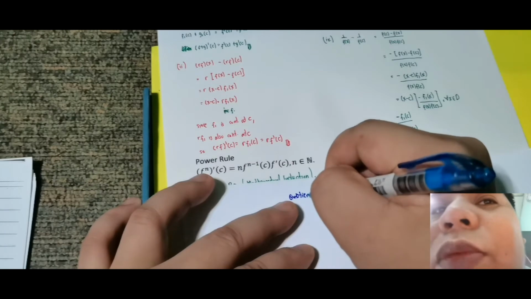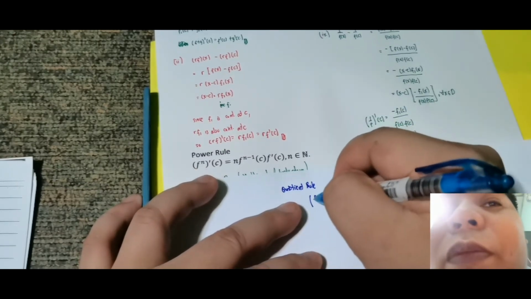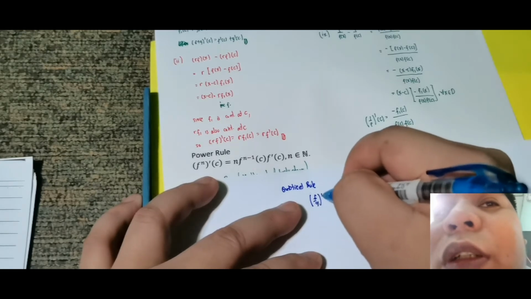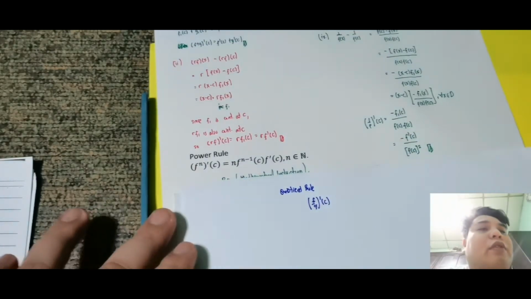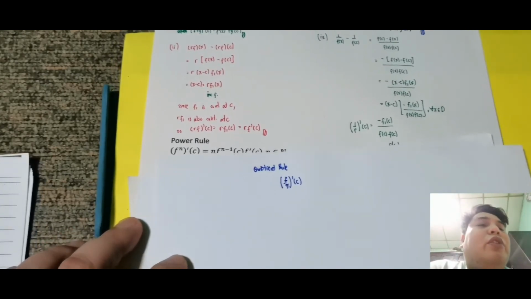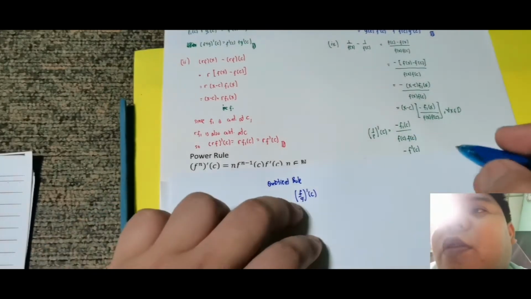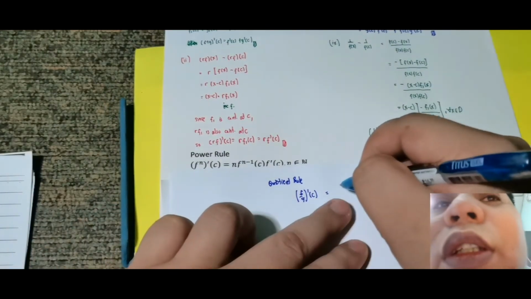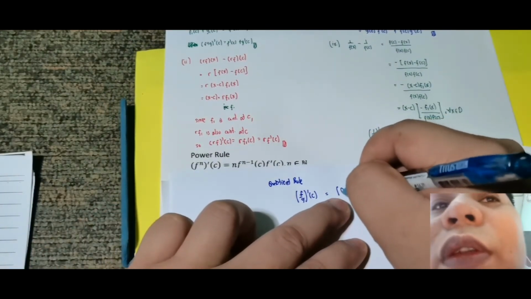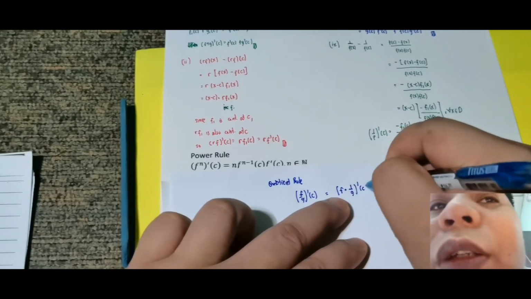Pati spelling, nakalimutan ko na. This is quotient rule. So quotient rule is f over g prime of c. Okay, so kailangan natin makuha yung derivative niyan. So paano yung quotient rule dito? So f over g prime of c. So pwede kong gawin ganito. So this is equal sa f multiplied by 1 over g prime of c.